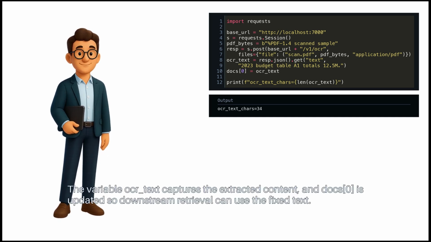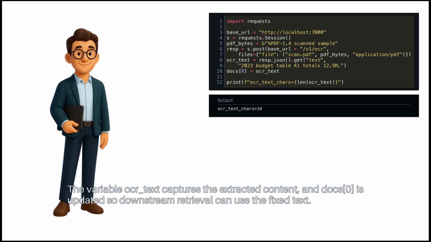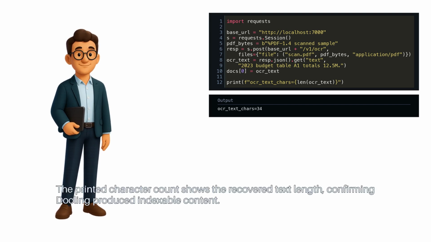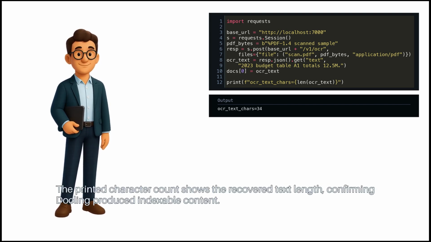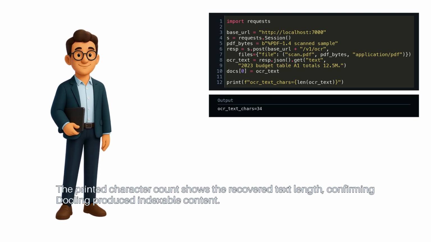field. The variable OCR text captures the extracted content, and docs0 is updated so downstream retrieval can use the fixed text. If the service returns nothing, a reasonable default string demonstrates expected structure. The printed character count shows the recovered text length, confirming Docling produced indexable content.